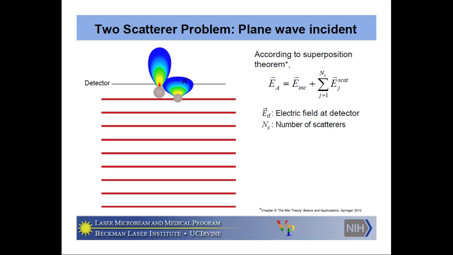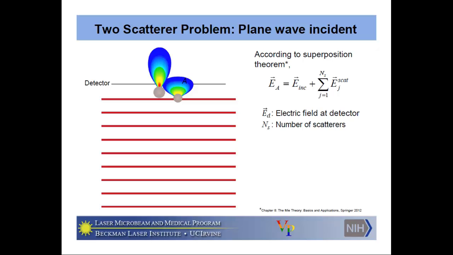The electric field at this location is given by incident field plus summation of scattered field of each scatterer. This ns is a number of scatterers. In this case, it is 2. Sorry, this should be A. I forgot to change. So this is the electric field at A, and ns is number of scatterers. Now, we have these two scatterer case.